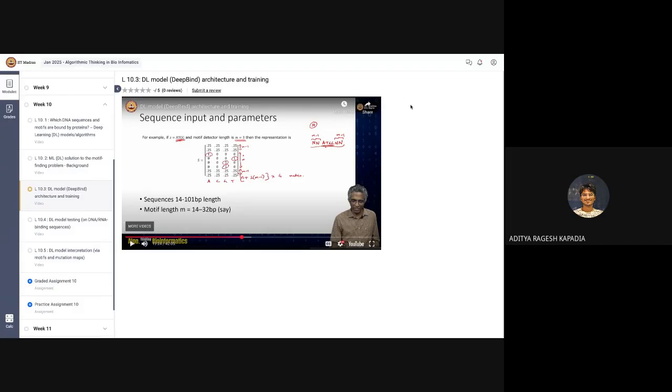So here in the lecture, the professor says that if the motif detector length is 3, then the padding would be m minus 1. So if m is 3, then we will add a padding of 2, and then the length, which is n. The total length will be the formula that he writes: n plus 2 times (m minus 1), which is padding on both sides.